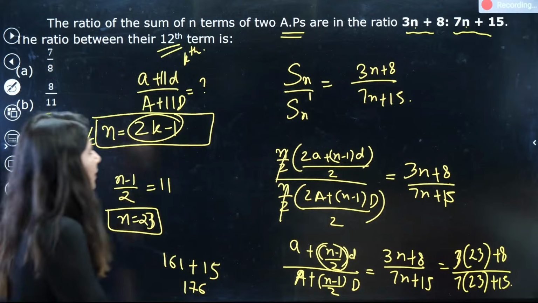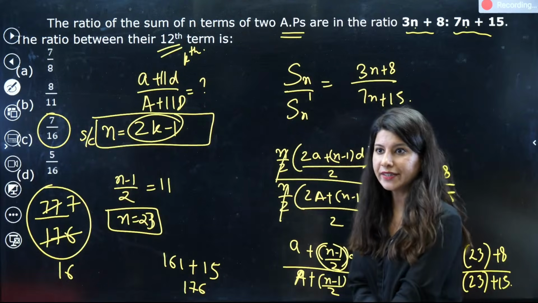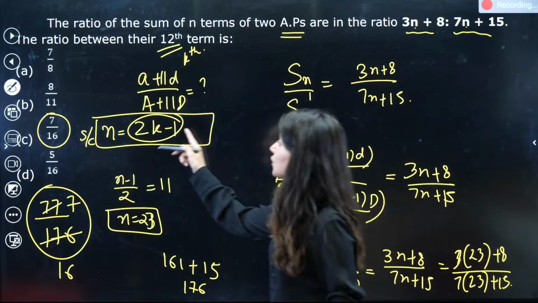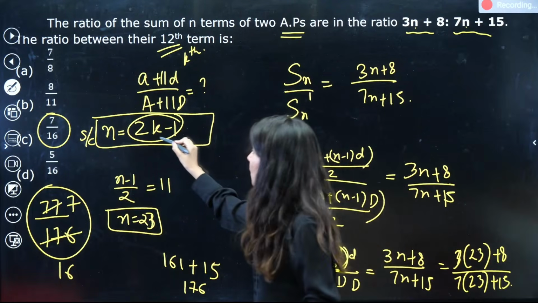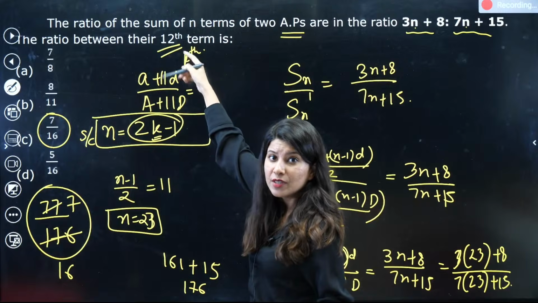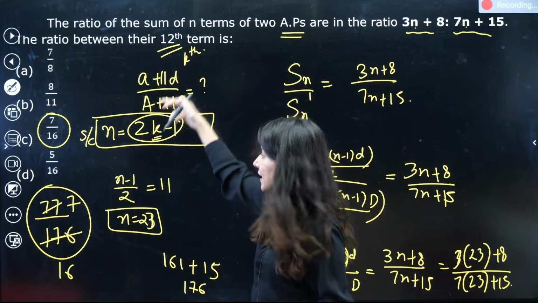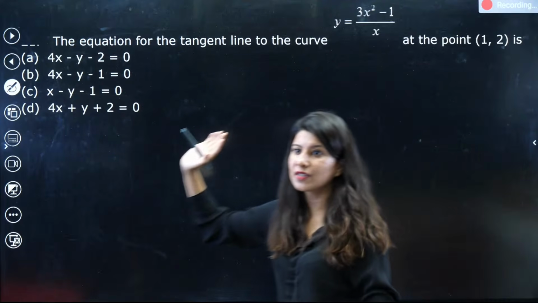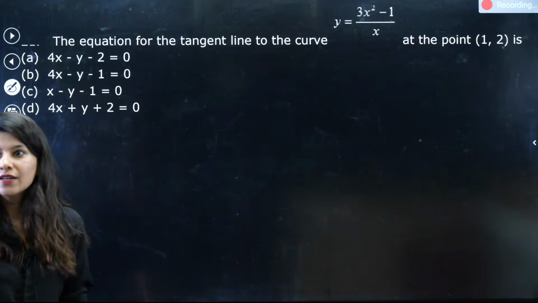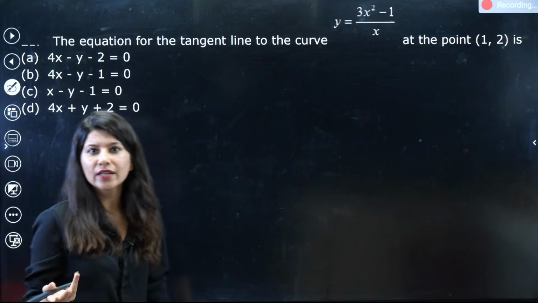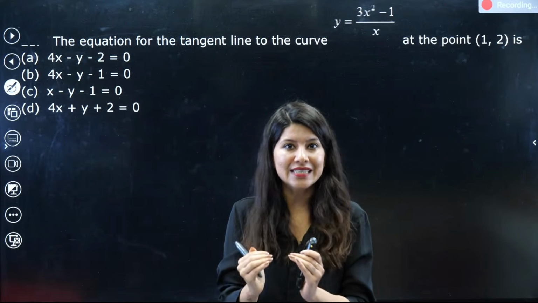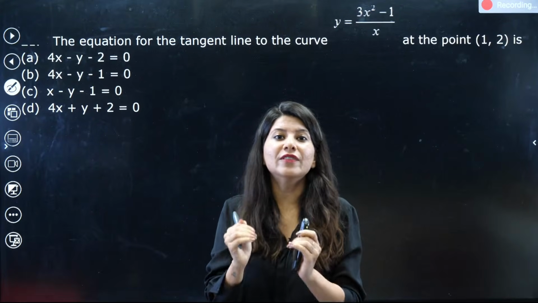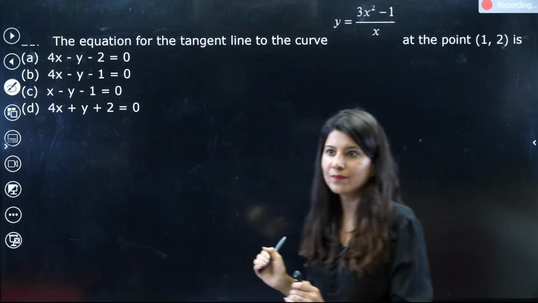Got it? What will you do? Yes. So n will be equal to 2k minus 1, where k is the number of the term, the term whose ratio they are asking. And n is what you have to put in the question. Okay, all right. So this is the shortcut for all questions of this type, where the sum is given in the ratio of n and they are asking about the ratio of the kth terms. Okay, all right.